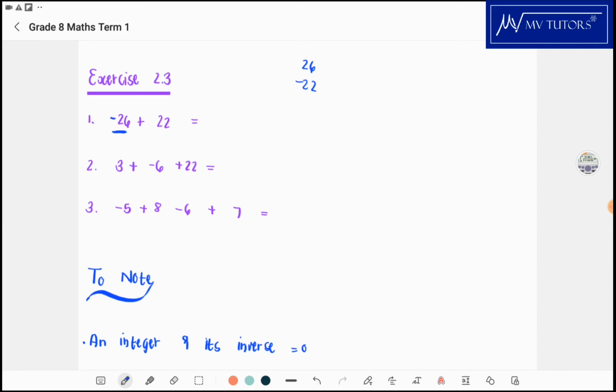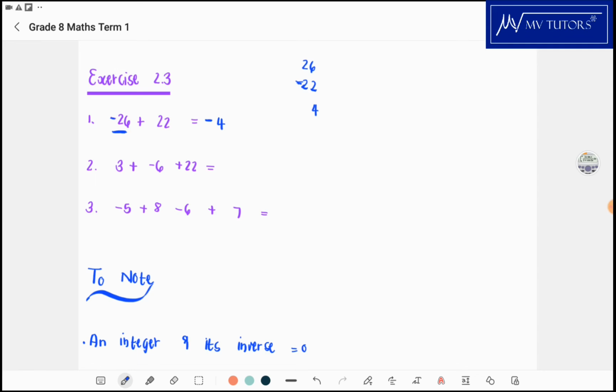Okay, it's actually going to be 4. So then I know I have a huge negative number and I'm adding a smaller positive number. So my answer at the end has to be a negative. And because now I put a negative here by saying 26 minus 22, I know that it has to be a negative 4. Okay, I hope that didn't confuse you.